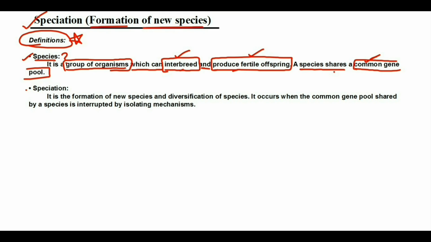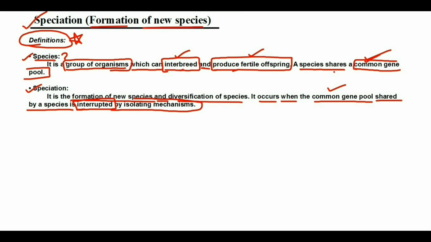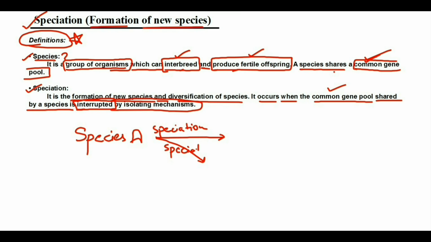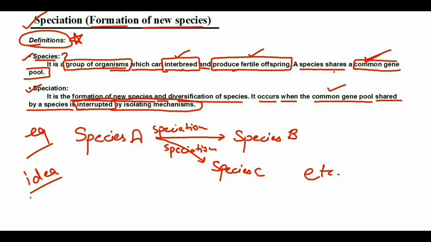Next, we have speciation, which is the formation of new species and diversification of species, and it occurs when the common gene pool shared by a species is interrupted by isolating mechanisms. So let's have some explanation. Like, we have species A, and by the process of speciation it can form any number of species B, species C, etc. This goes on. This is simply an idea of the whole concept of speciation, which we are going to study.